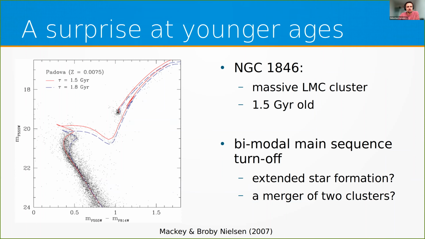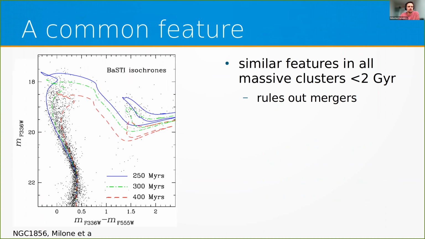However, astronomers continue to look at these massive star clusters in the Magellanic Clouds, and they found that such features were not restricted to individual clusters, but are really common. Like here you see a much younger cluster, NGC 1856, from a study by Milone et al. Apologies, the reference there is a bit cut off. Again, we see that the cluster has an extended main sequence turnoff that we can nicely describe with 3 isochrones. And actually something similar has been found for all clusters younger than about 2 gigayears that were studied in this way with high resolution HST photometry.